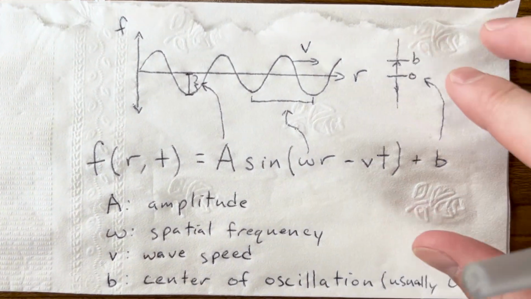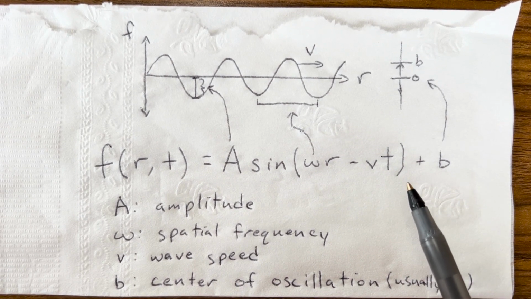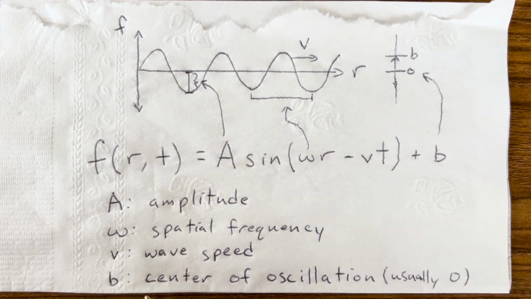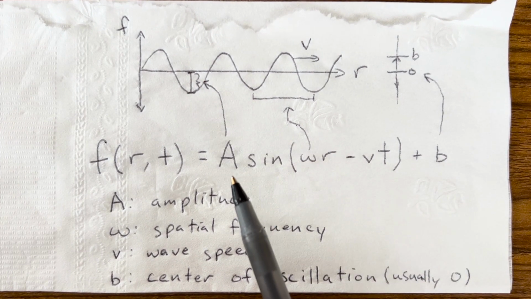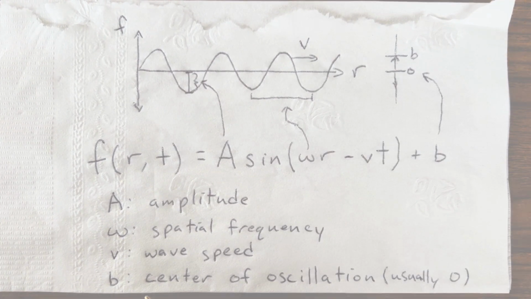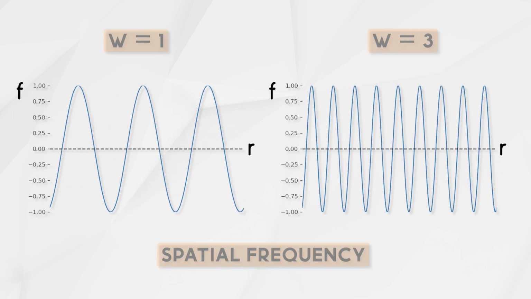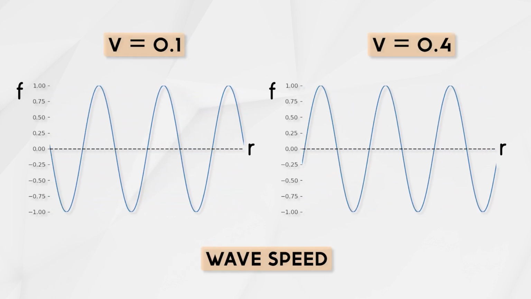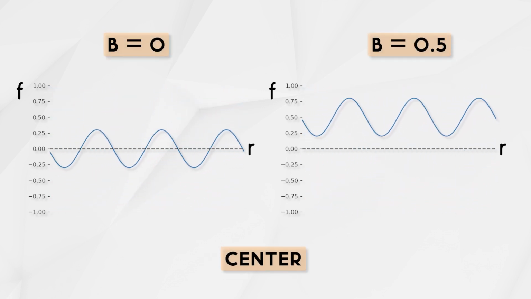The second component is this expression for a traveling wave. I used this one expression for almost everything that I made in this video. It's a function of r, which represents space here, and t, which is time. The quickest way to understand this, I think, is to look at how each of the 4 parameters affect this function. The amplitude A represents the height of the wave. W controls the spatial frequency. V represents the wave speed, so how quickly it's moving to the right. And B is just the midpoint of the wave, and it's usually equal to 0.